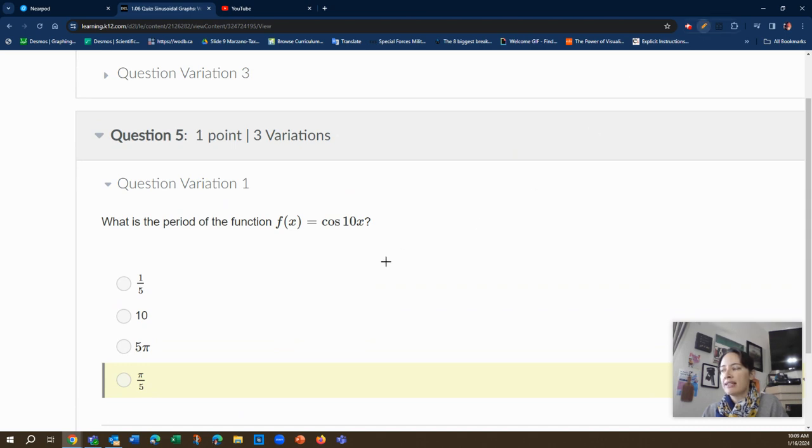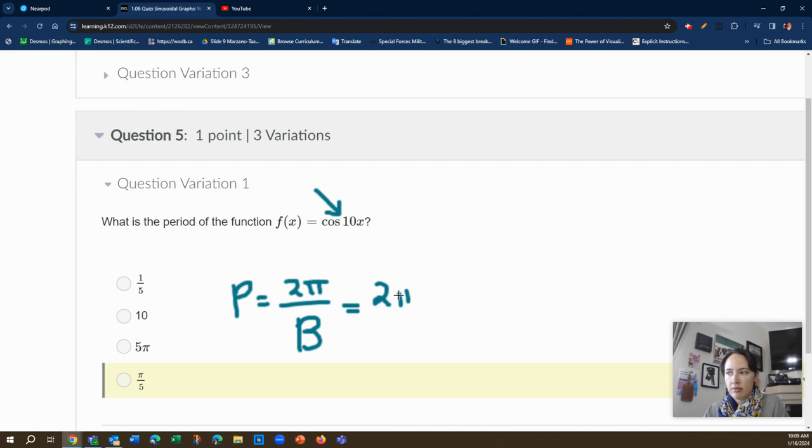Very similarly, the question variation 1 was 10. So you're going to do the exact same thing. Period is equal to 2 pi divided by b, where b is the coefficient, the number multiplying the x. So you substitute it in, 2 times pi over 10, simplifies to 1/5 pi, or pi over 5. They're all the same.